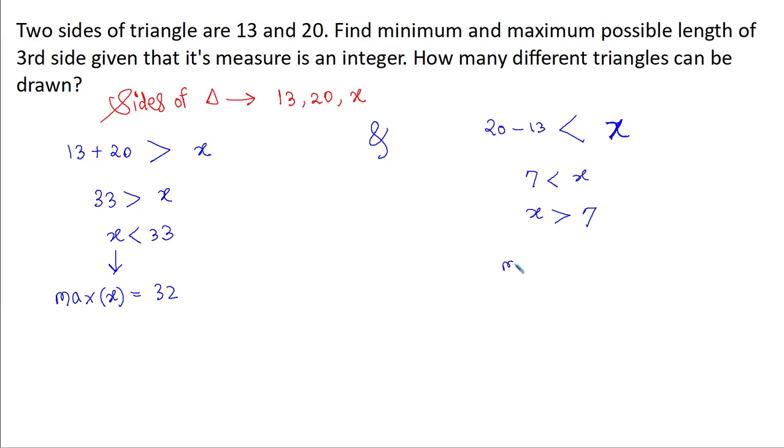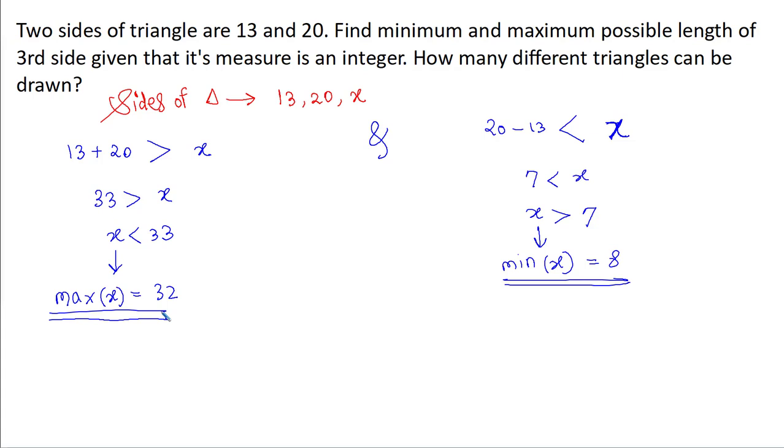Okay, so over here the minimum value x can take is how much? 8. Okay everyone, so the answer of the first question is: the minimum possible value that the third side can take is 8, and the maximum possible value that the third side can take is 32.